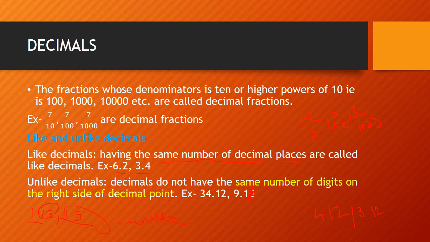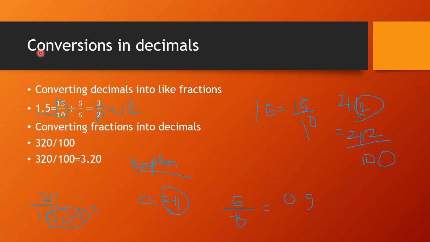Now let us move on to the next. Now we will learn about conversion in decimals, which is really important. First of all, how can we convert decimals into fractions? Here is an example, 1.5 is equal to 15 by 10. How is it equal to 15 by 10? Let's discuss. Here I have taken 1.5. Here it has become 15 by 10.